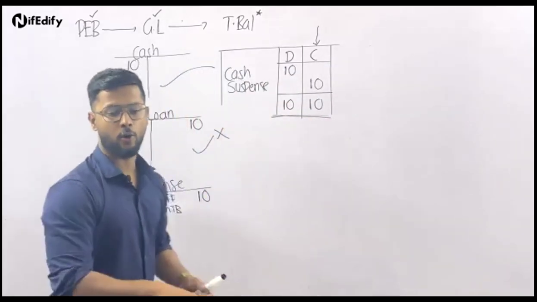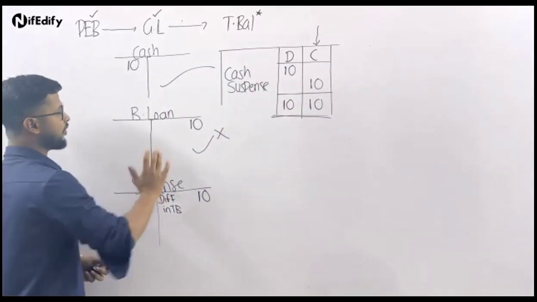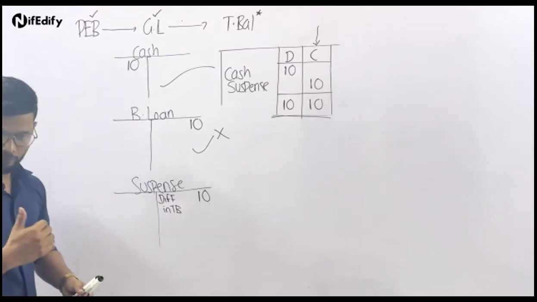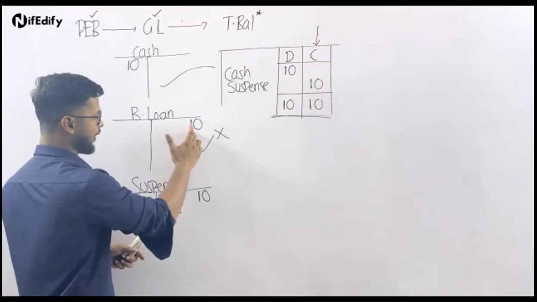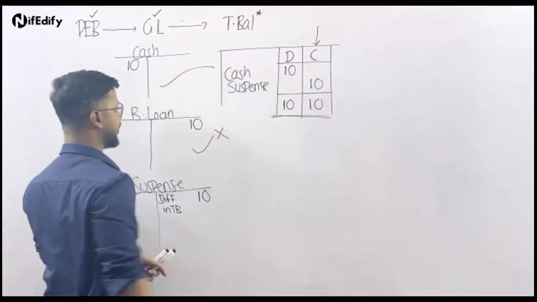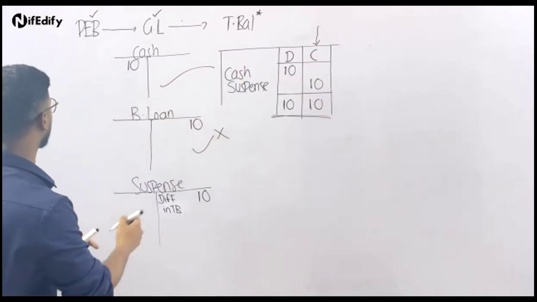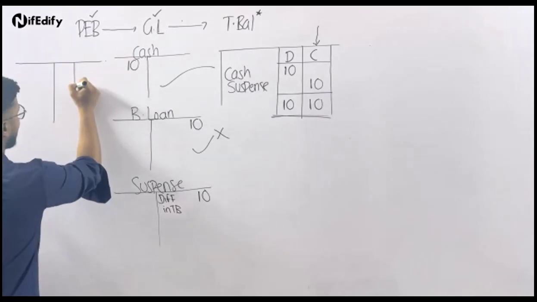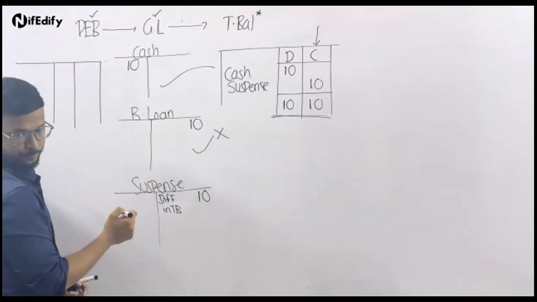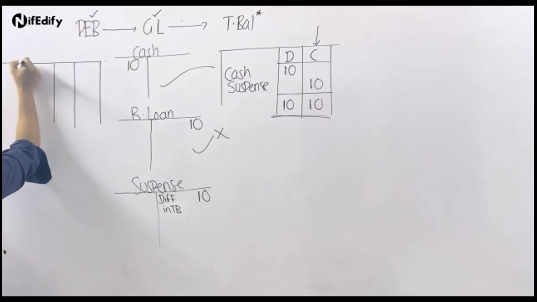When we go to find out, the problem was basically the bank loan. There is a 10 for the bank loan. This 10 is not transferred to the trial balance. So where do we go to? Don't forget, where do we go to? We go to the general journal.